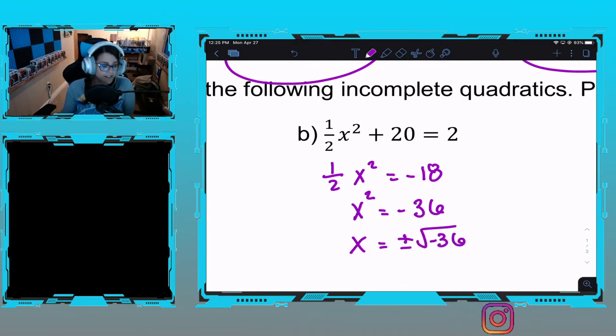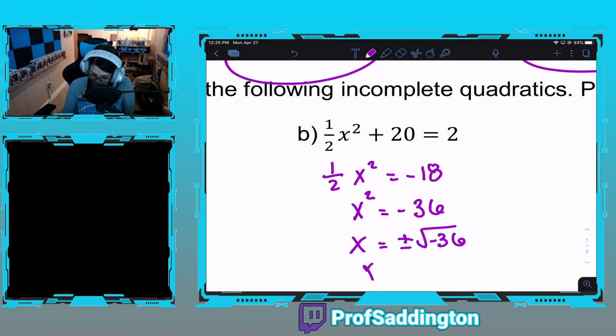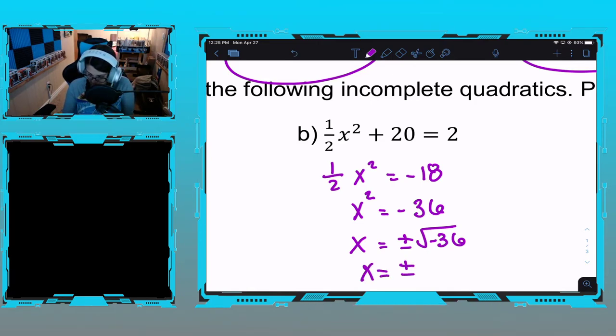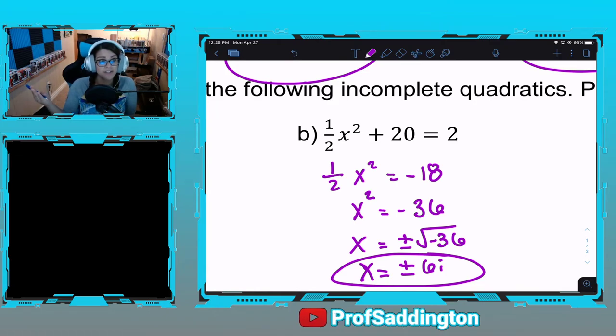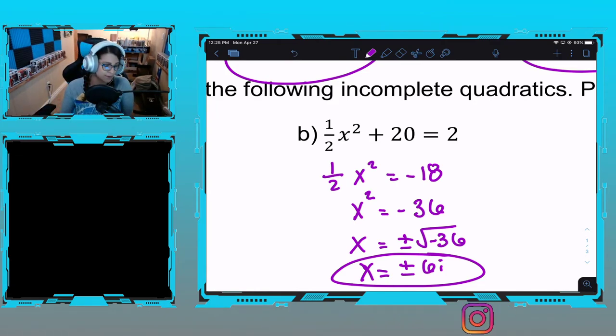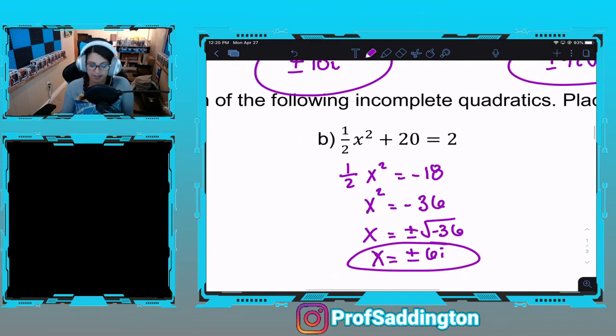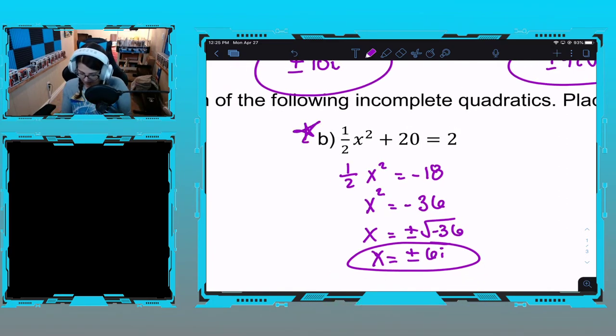And then since 36 we know is a perfect square, that's just 6. And since we see that negative, I can really just go into saying x equals plus or minus 6i. But if you want to show the additional steps like we did above, you're more than welcome to. I'm just not going to because that one was pretty chill. So definitely going to want to know how to do that.